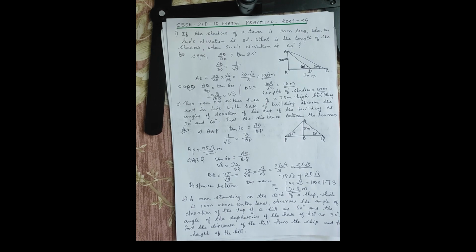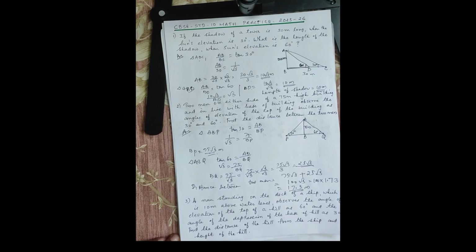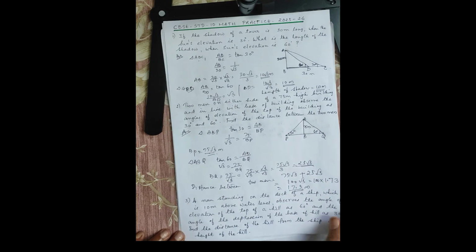And then the next one: a man standing on the deck of a ship which is 10 meters above water level observes the angle of elevation of a hill as 60 degrees and the angle of depression of the foot of the hill as 30 degrees. Find the distance of the hill from the ship and the height of the hill.